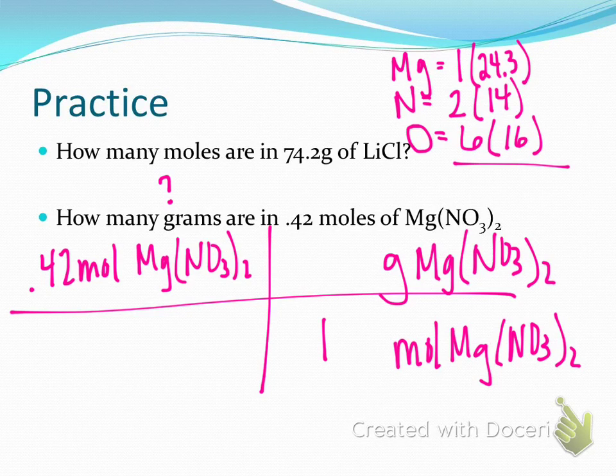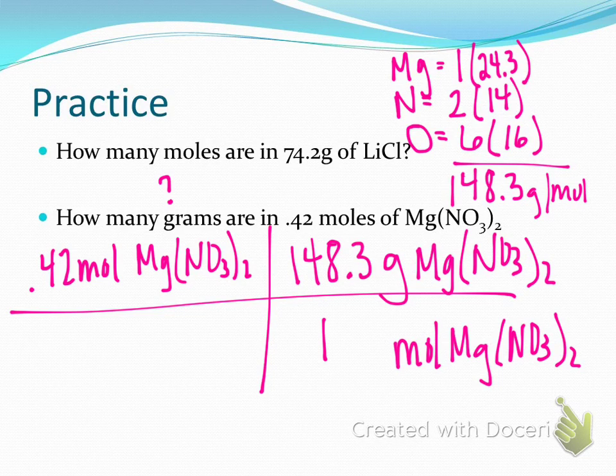All right, what did we get for our molar mass here? 138 or 148.3 grams per mole. Okay. And that means we're going to plug this in here, 148.3 grams per 1 mole. Okay, multiply across the whole top, divide by the whole bottom.